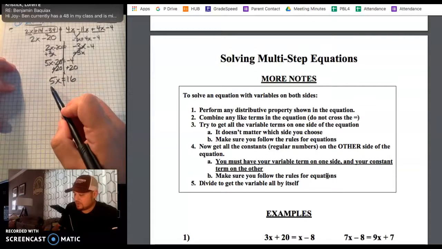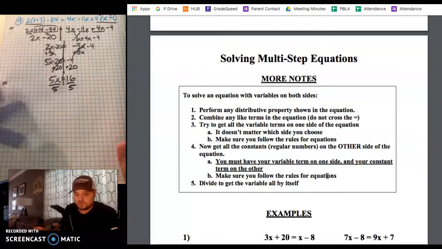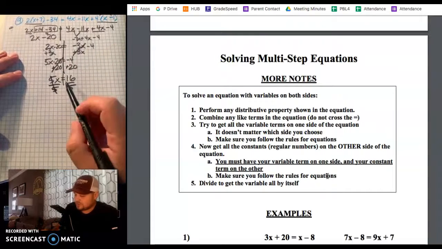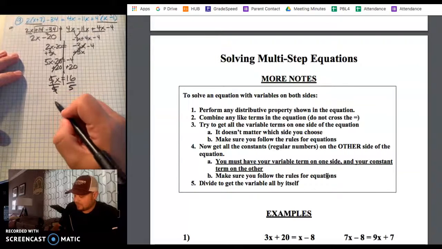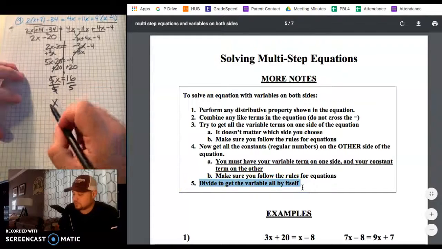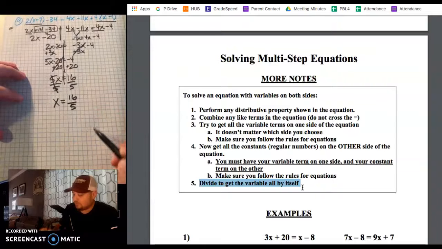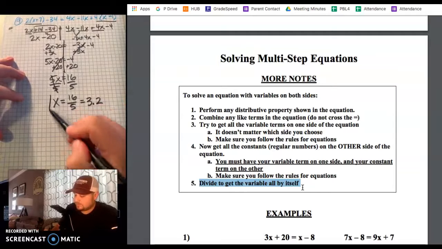So now let's go ahead and divide. And it looks like I'm going to end up with a fraction answer here. Fraction answers are okay. I'm just going to leave it as a fraction there. So this is going to be 5, so I'm dividing by 5. That's my last step, right? Divide to get the variable all by itself. That's what our steps here say. And so I'm left with x equals 16 over 5. If you wanted to turn that into a decimal, I think it's probably something like 3.2. Okay, so there's our answer.